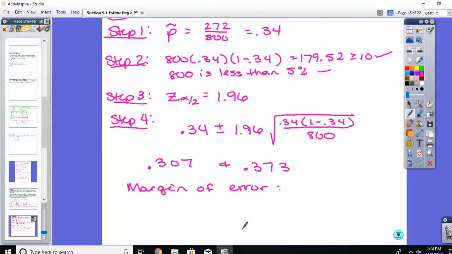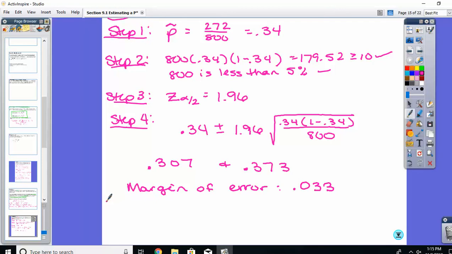If I want my margin of error, there are like 3 ways you can calculate it. You could take your p-hat and subtract that value. You could just calculate the 1.96 times the square root. You could subtract those two endpoints and divide by 2, any of those options. So, what is my margin of error? Well, depending on how many decimal places you used in your confidence interval, 0.03. So basically, that's the amount we're adding and subtracting each time.